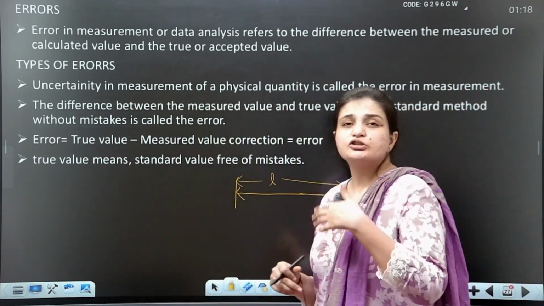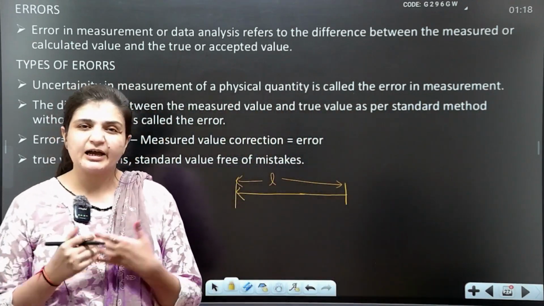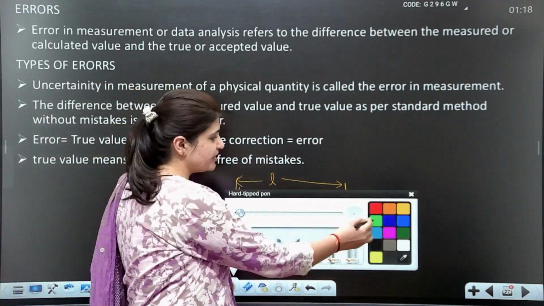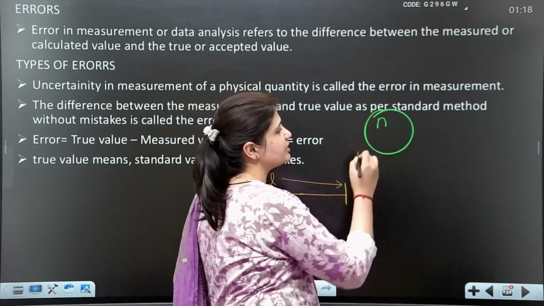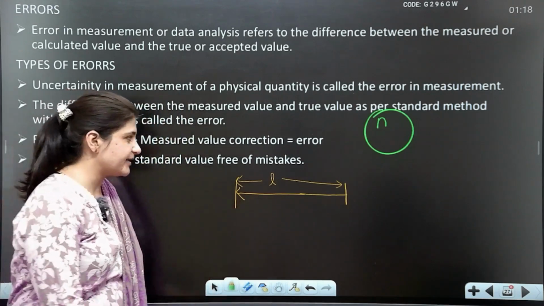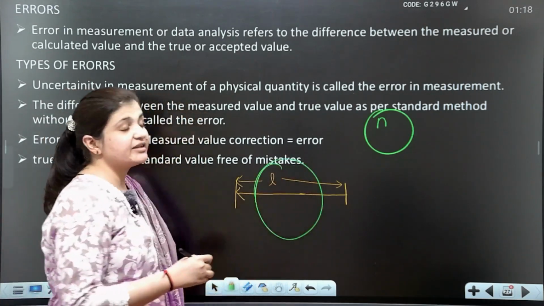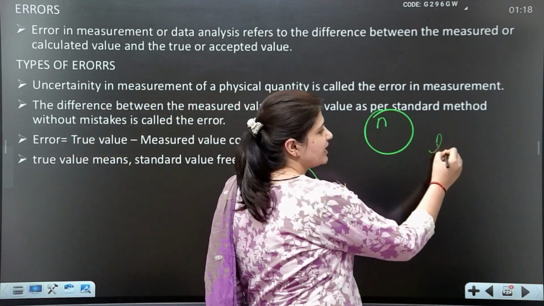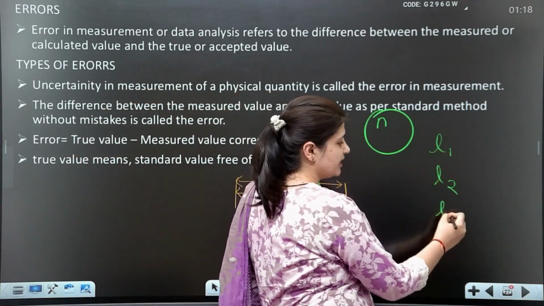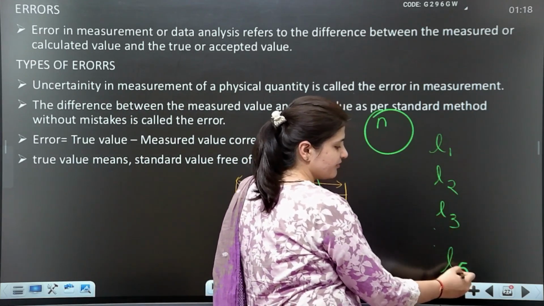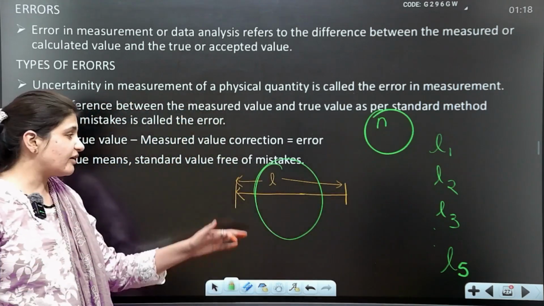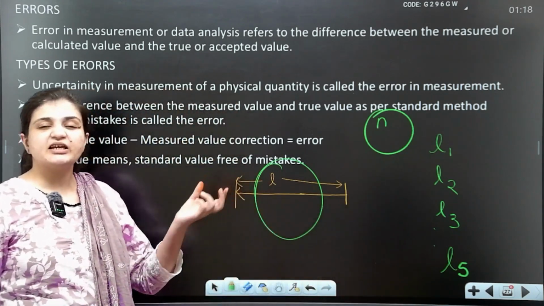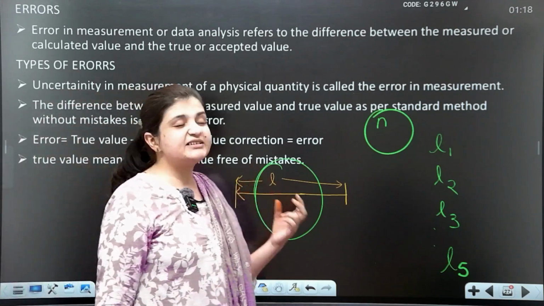So what the scientists in the lab do is they take various values. They take n number of values to measure the length of this wire. For example, we have the length values L1, then L2, L3, and let's consider till L5. So we have the various values of the length of this wire.